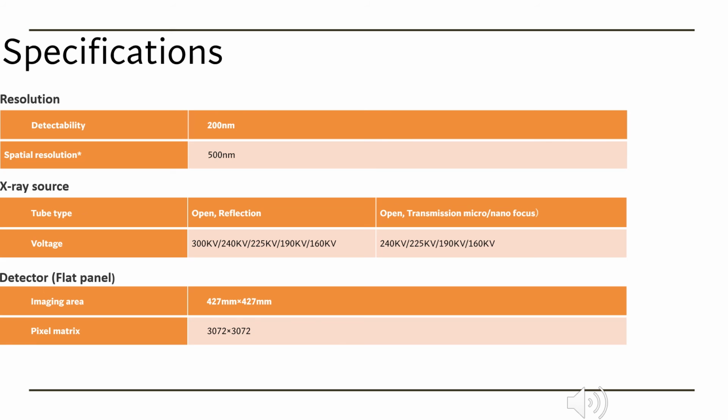For the open transmission, we have 240, 225, 1900, 1600. For the detector, first, a flat panel, the imaging area is 427 by 427 millimeter, of course. The pixel matrix is 3072 by 3072. It's like the device before that, which is the multi-scale voxel 1000.